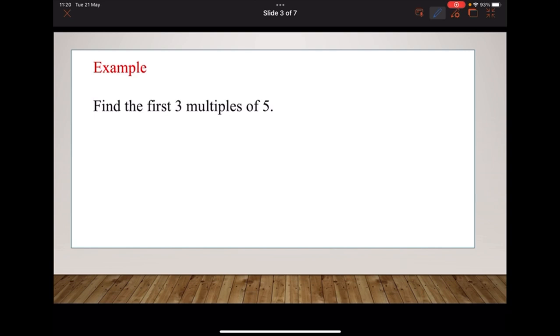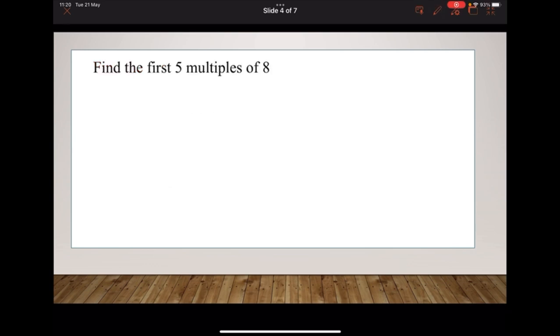So we're going to try finding the first three multiples of 5. So the first multiple of 5 will be 5 times 1, which is 5. The second multiple will be 5 times 2, which is 10. And the third multiple will be 5 times 3, which is 15. And if we wanted to carry on finding multiples of 5, we could keep going in this pattern. And you'll notice this is the 5 times table, and all of these numbers are multiples of 5.